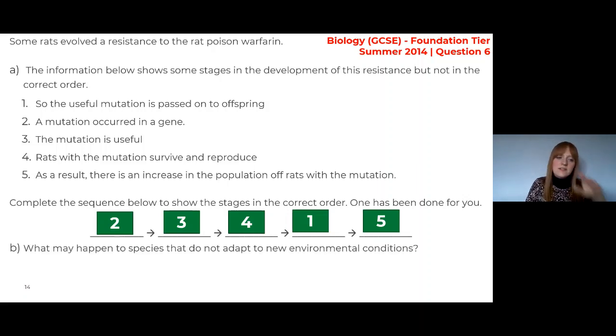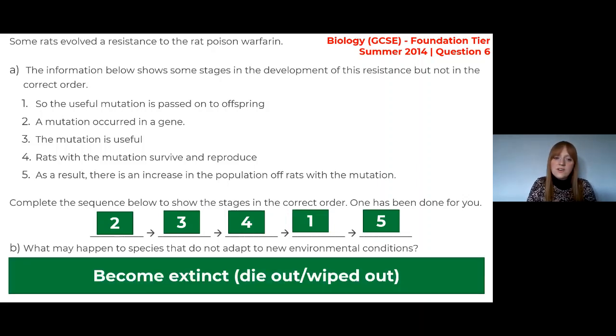Part B of that question focused on what would happen to a species that could not adapt to the new environmental conditions. So if we talk about this idea that an environment changes, if an organism can't evolve quick enough, then what will happen to it? Well, it will become extinct. And this is what's happened to lots of different organisms over time. They haven't adapted quick enough to the change in the environment, so therefore they've become extinct. And in brackets there I've put died out or wiped out because they also put that in the mark scheme. I think become extinct is a much better answer for that question.